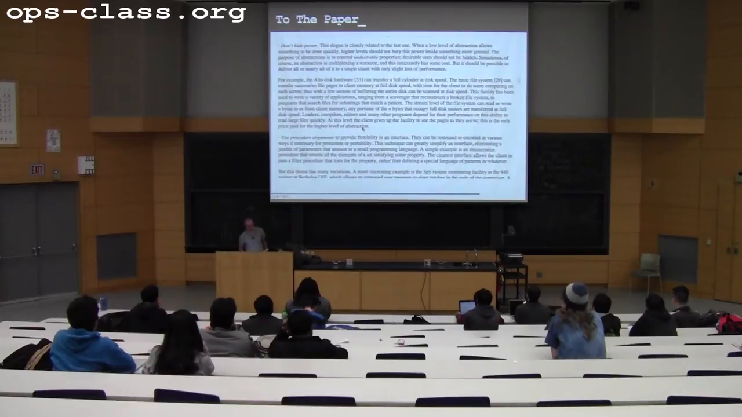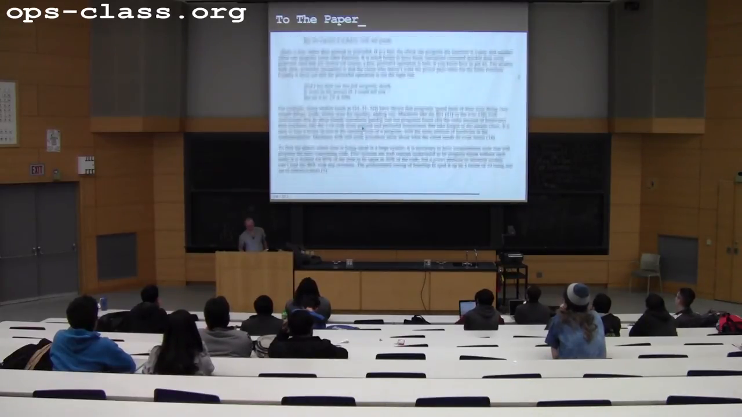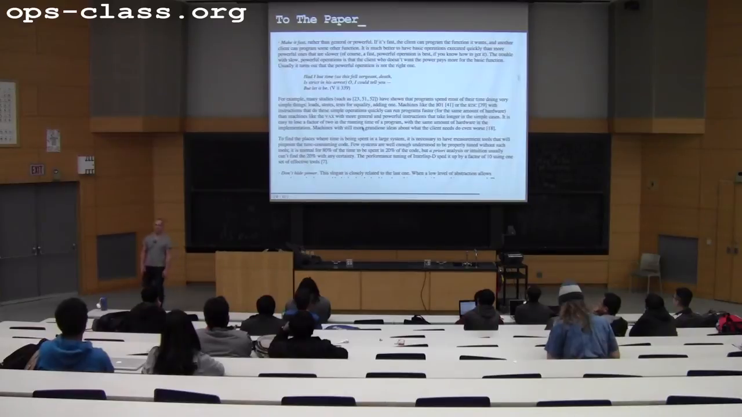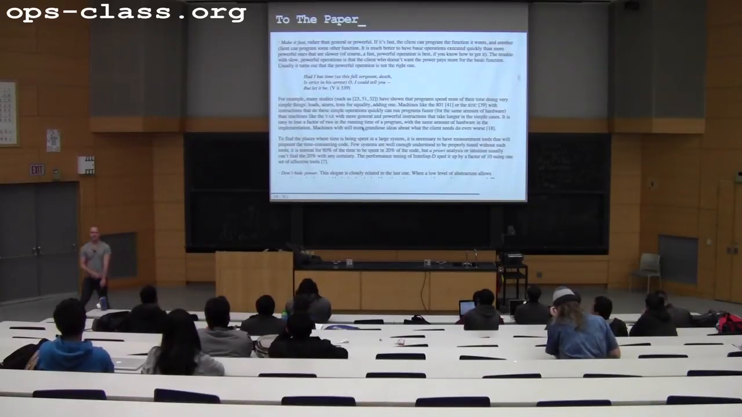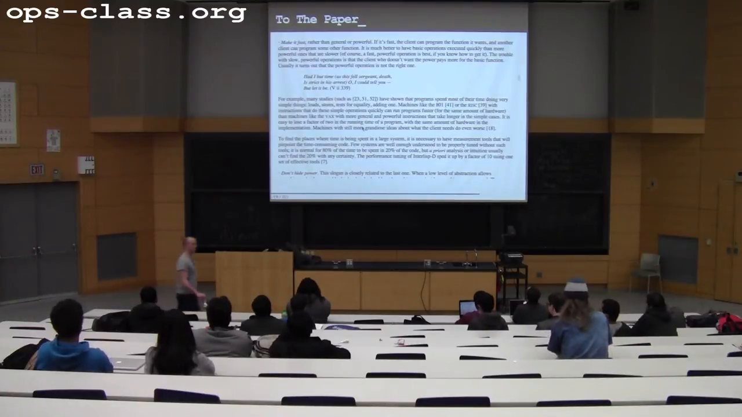Okay, so I'll go over two of these that are related. The first one with interfaces is make it fast. And the reason for this is if it's fast, then it's a lot easier for the client to use it to build the thing that they want.